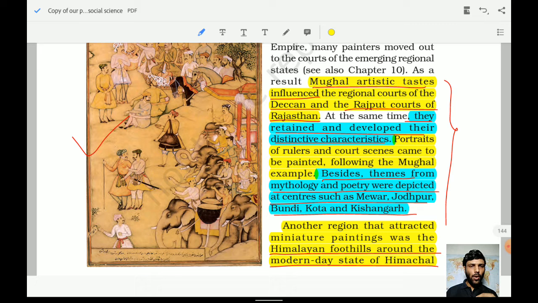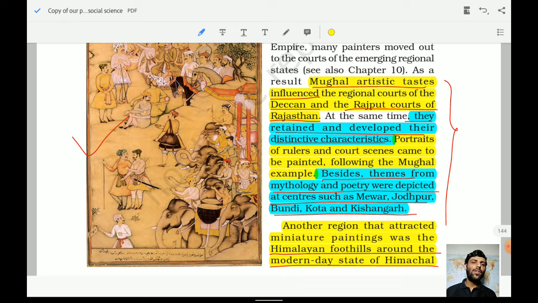They went to the other courts and kingdoms which were developing because the centralized tendency of the ruler was getting weak, and hence local rulers developed and started proclaiming themselves kings. They also gave patronage to these painters who were coming to their courts. So they retained and developed their distinct characteristics. Along with the characteristics they brought from the Mughals, they also contained the original forms of the distinctive courts where they were serving.